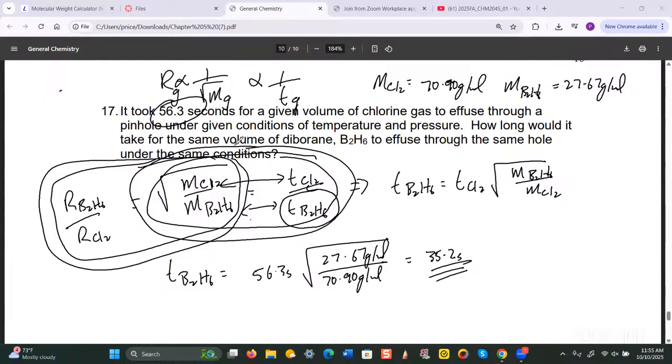So the formula we would use for effusion is still similar. It deals with time. Exactly. This here is the actual effusion law, Graham's law of effusion. But of course, you can relate that to time because of the inverse relationship between time and rate. All right, so that's that.